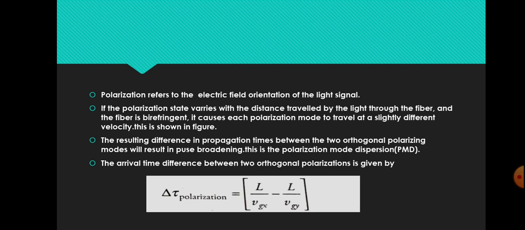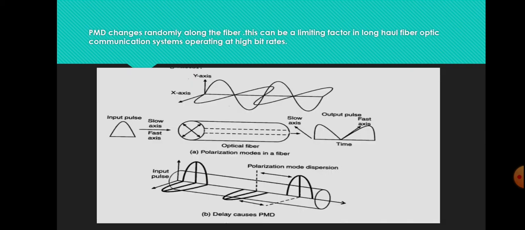And the arrival time difference between the two orthogonal polarizations is given by delta T polarization equal to L by Vgx minus L by Vgy, where Vgx is the velocity of the orthogonal pulse in the x direction and Vgy is the group velocity of the pulse that is traveling in the y direction. L is the length of the fiber.